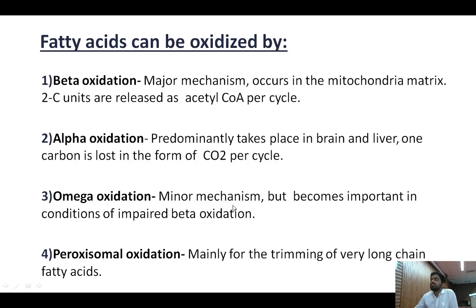Omega oxidation is a minor mechanism, but if beta oxidation is impaired in someone, this omega oxidation becomes important in the body. We will see the conditions when beta oxidation gets impaired in clinical significance. Peroxisomal oxidation is mainly for when the chain length of the fatty acid is very long. To decrease the chain length, this type of oxidation happens in the peroxisome. Mainly today we are going to discuss the details of beta oxidation. Others are only minor pathways in the body.